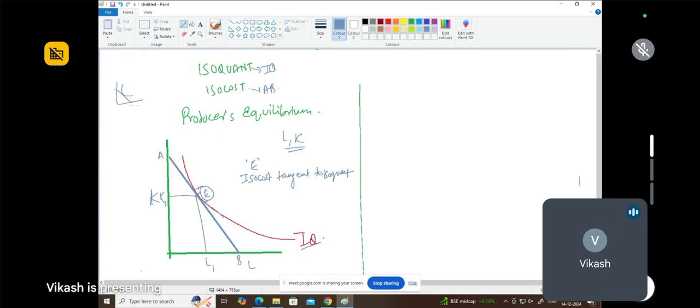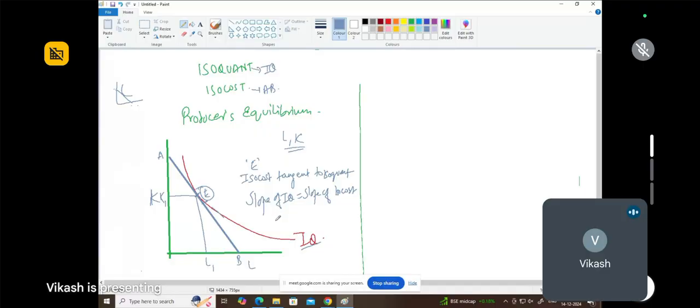If we are able to see that yes, isocost is a straight line which is tangent to the isoquant, in that case the condition of equilibrium is that, because tangent means, the slope of the isoquant here is equal to the slope of the isocost.